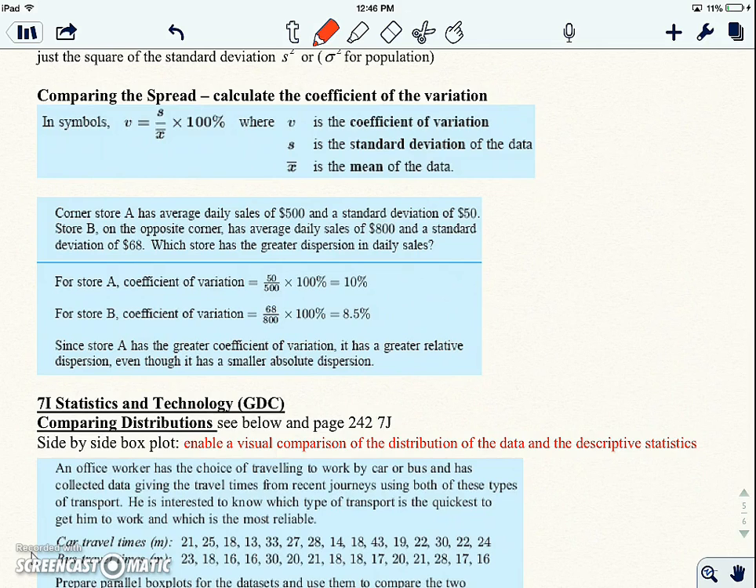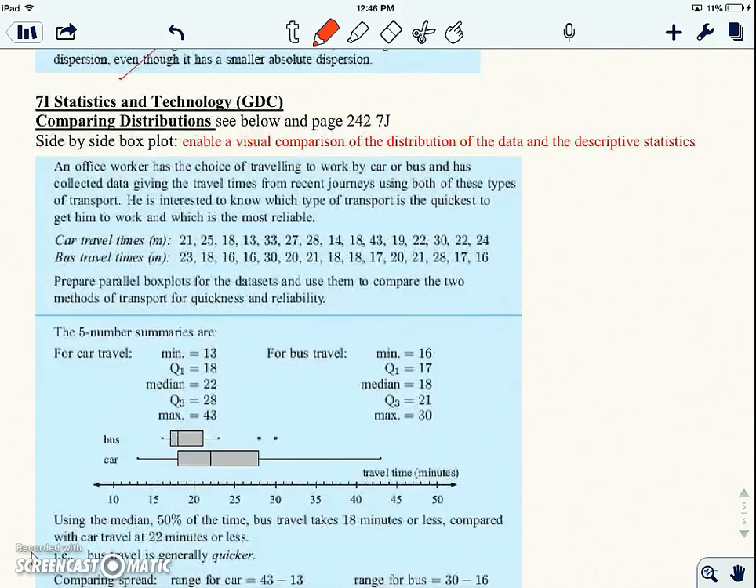Calculate the coefficient of variance. And you know what, we're not going to do this. They've taken us out of the core. So we just need to look at these double box plots.